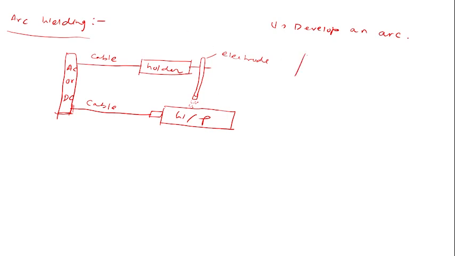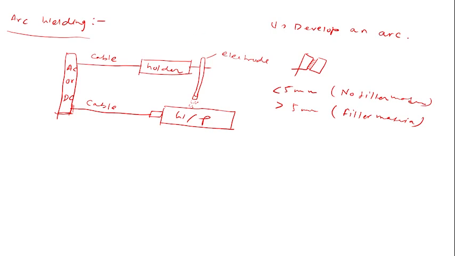Suppose there is a gap between two metals that you want to join. Suppose it is less than 5 mm, then you will not use any filler material. And if it is greater than 5 mm, then you have to use filler material.